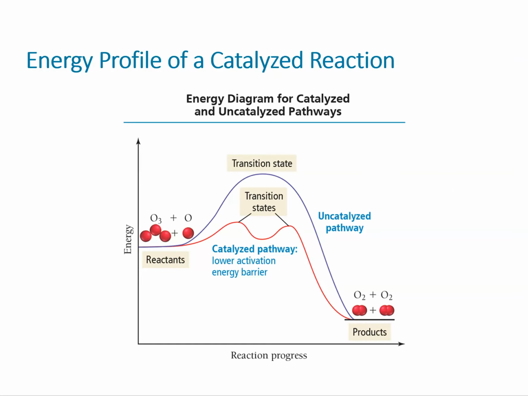Let's take a look at that. Classically, let's take a look here. We have ozone plus monoxygen. Here, these are high energy systems. They still have a high transition state.